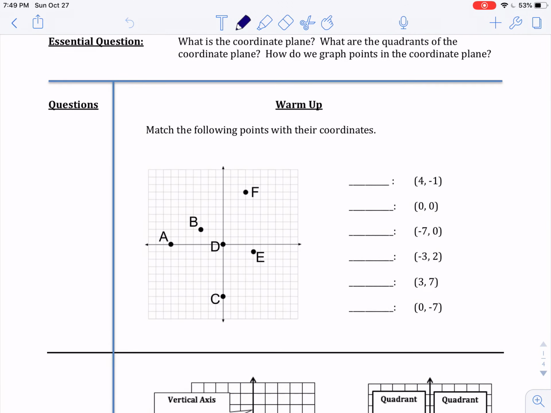All right, we have a warm up. Go ahead and do the warm up. You're not gonna graph these points. You're actually gonna label which coordinates correspond to what point. So if you think A is -7, 0, you're gonna put A right there. Okay, so go ahead and pause the video and do that.